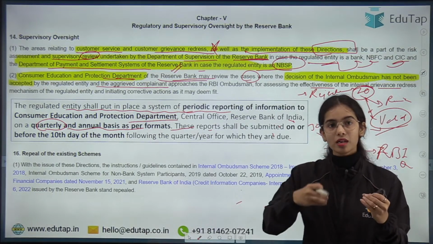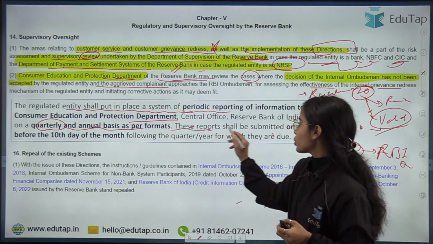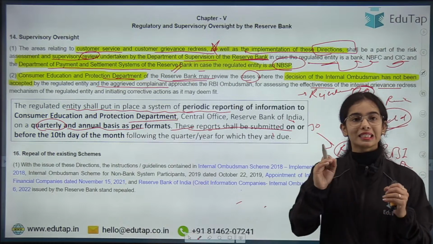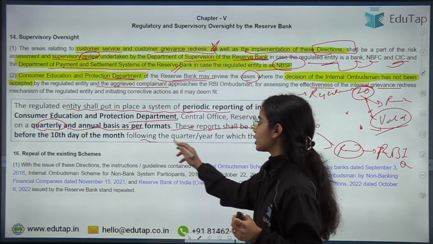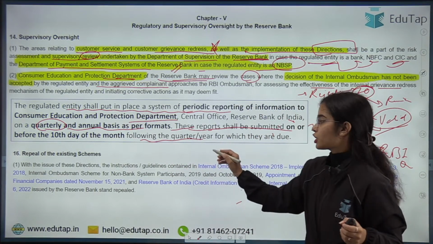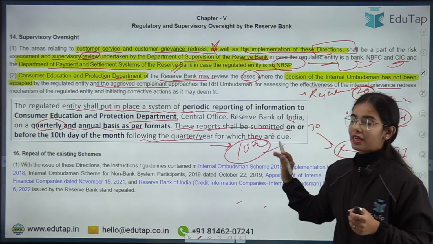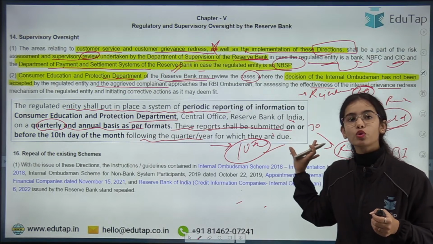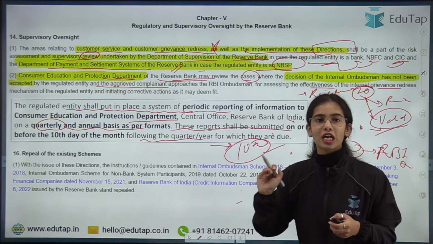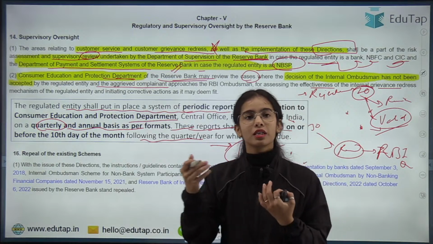And these reports shall be submitted on or before the 10th day of the month following the quarter. So your quarter has finished, so after the finish of the quarter, by the 10th of the coming month, you will have to provide the report. Okay, and the report has to be provided on a quarterly and annual basis.